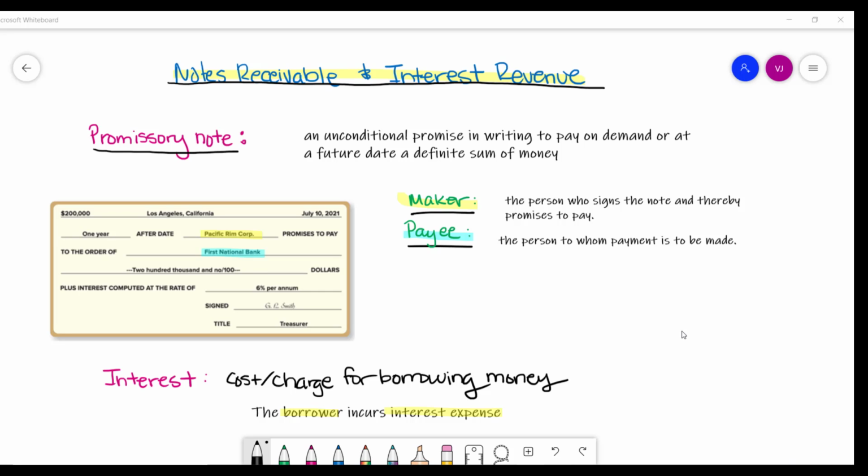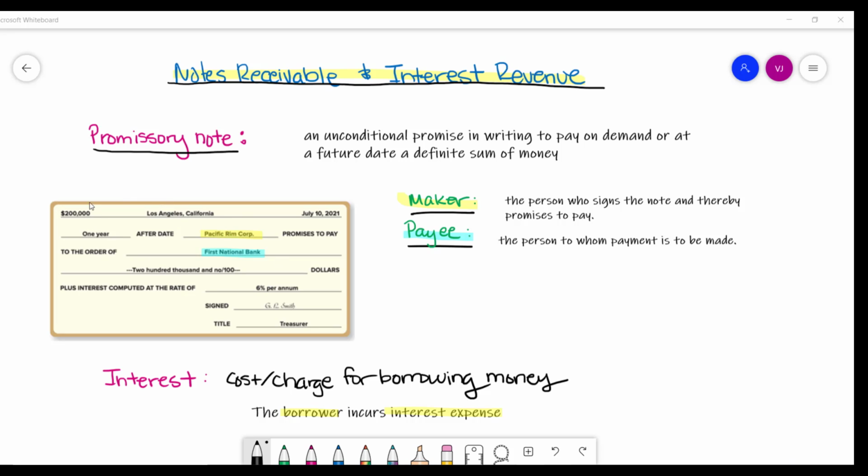A promissory note is an unconditional promise in writing to pay on demand or at a future date a definite sum of money. A promissory note, for example, is created when you sign your mortgage when you buy a house, or when you finance your car. Here's an example promissory note.